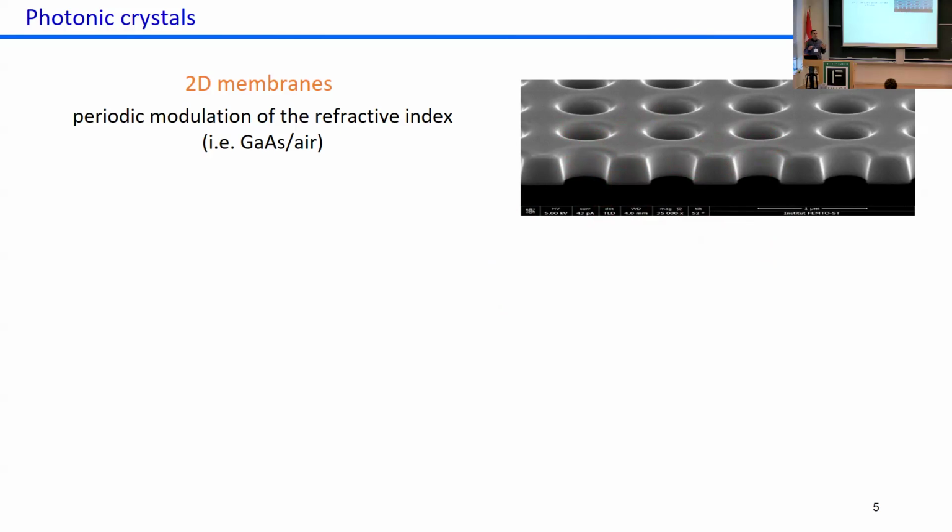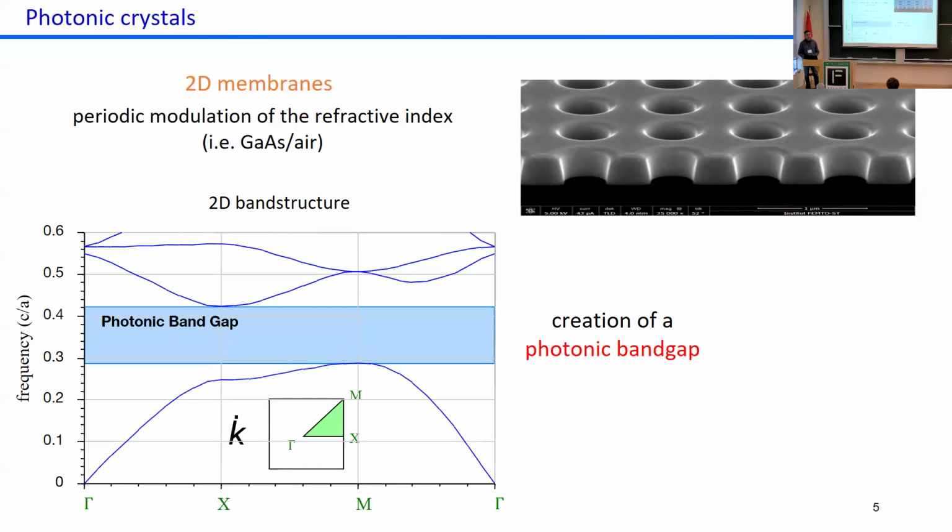And then in our photonic structure, what we do is that we etch a series of air holes which modulate the refractive index. So we get a periodic modulation of the refractive index, for instance, between gallium arsenide and air. And this results in the opening of a photonic band gap. What this means is that certain frequencies of light will not be allowed to propagate in the structure.